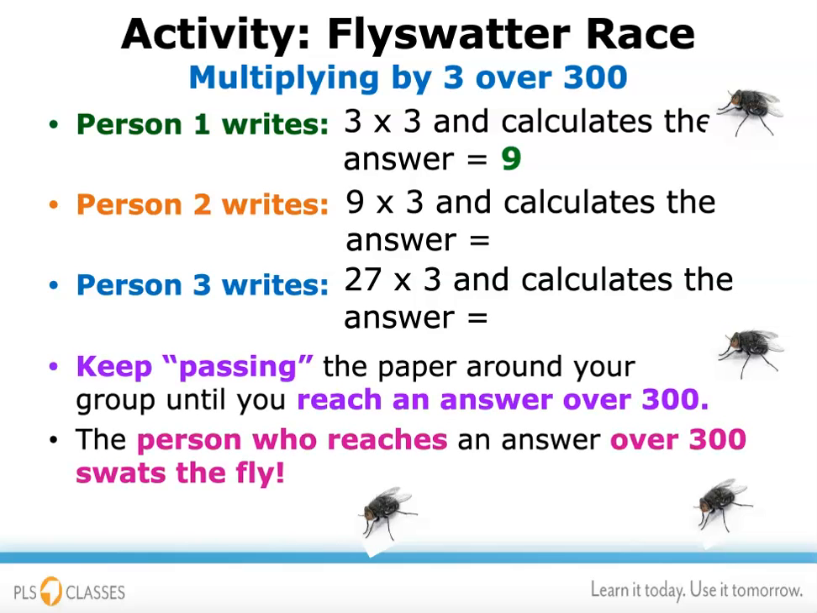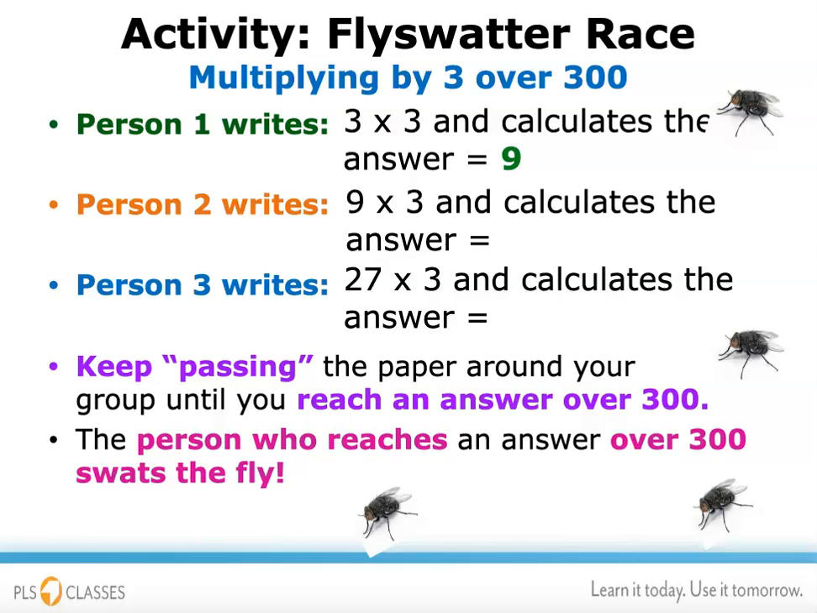When it is your turn, if the answer is wrong, use your turn to rewrite the problem and the correct answer, and then continue. Keep working in your group's editable Google Doc until you reach an answer that is over 300. The person who reaches an answer over 300 swats the fly and says, "Swat the fly." The first team finished earns the most points, and each successive team that finishes earns 1 point less. You can now continue the race with person 4.